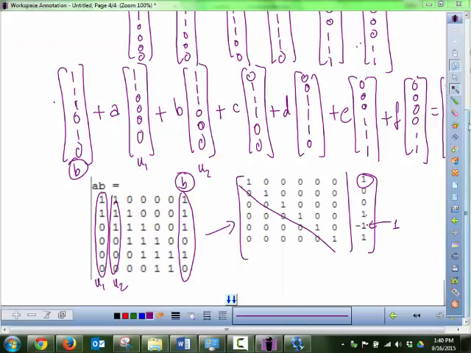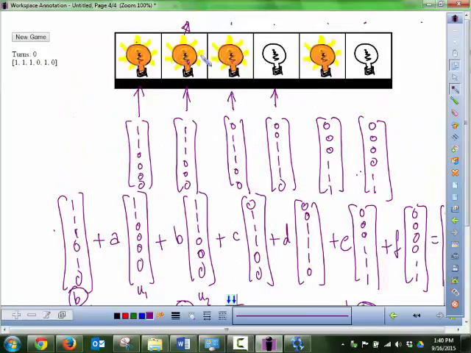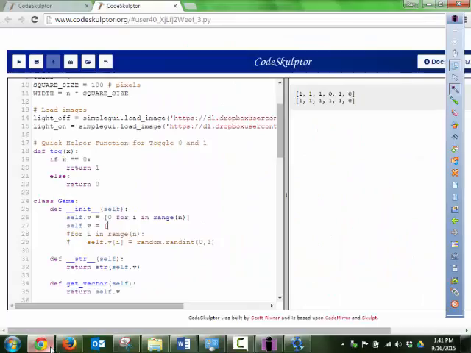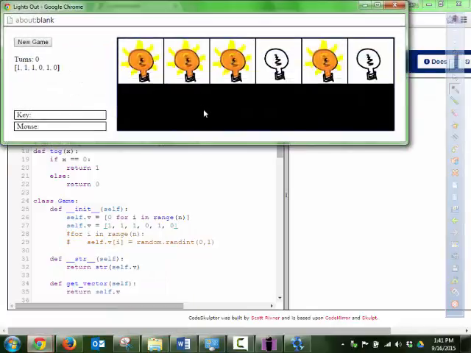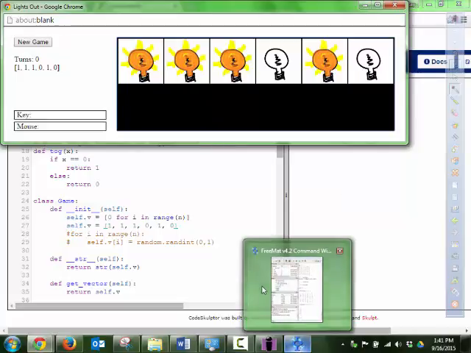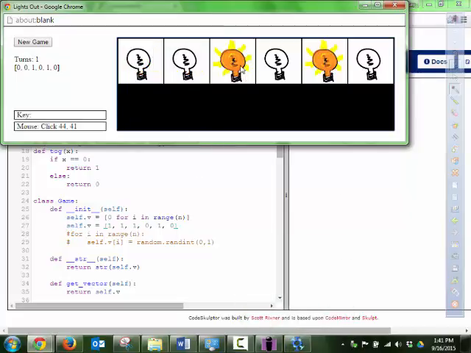I want my initial matrix to be 1, 1, 1, 0, 1, 0. All right. So this is my initial state. What did I say I need to click on? 1, 4, 5, 6.